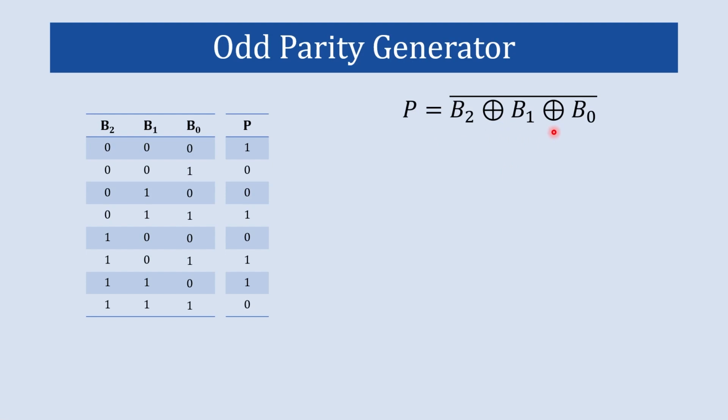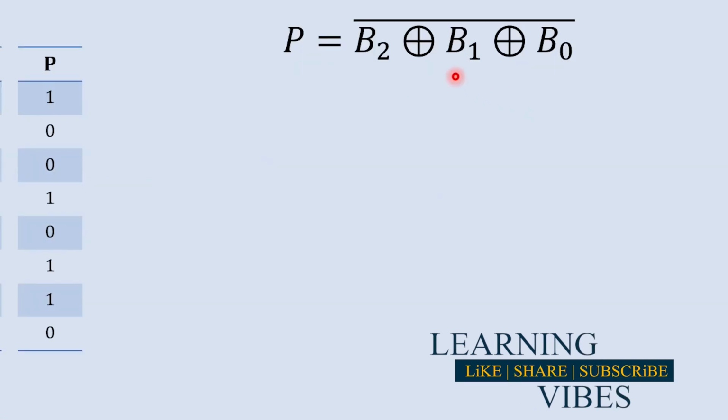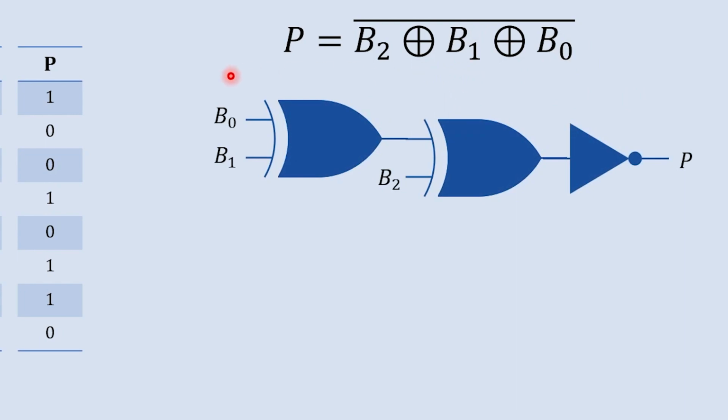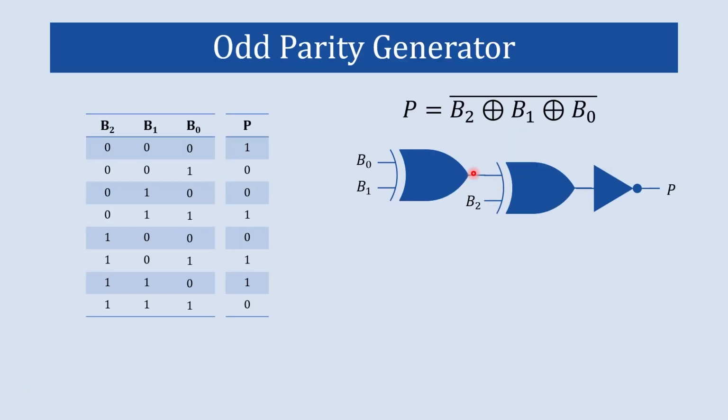Now we'll jump to designing a logical circuit from this equation. So this is the 3-bit parity generator equation that we have just developed. Now we'll create a logical circuit from this equation. First of all, we'll do XOR operation between B0 and B1. So in this circuit you can see this is the symbol of XOR gate. So we are doing XOR operation of B0 and B1. Then the output of these two will be utilized to do XOR operation with B2.